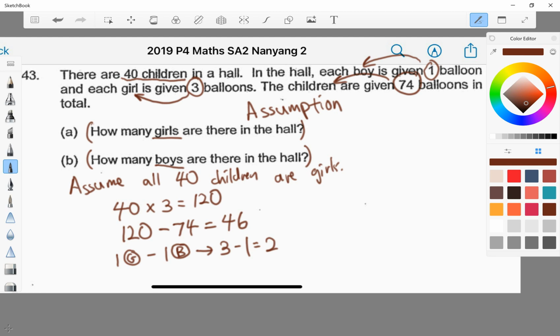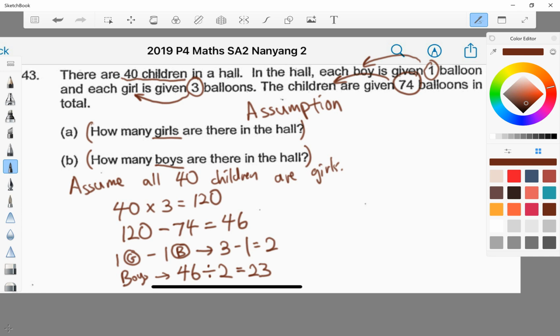And if you are following what I'm actually demonstrating or explaining to you right now as you are watching this video, you realize that the boys, all the boys, must have come from the extra 46 balloons that is meant to be given to them, because every boy will receive 2 extra balloons if they are assumed to be a girl. So all I need to do is to take the difference in the assumed total of 120 minus the actual total. So I need to take 46 divided by 2, and therefore 23 will be the boys.